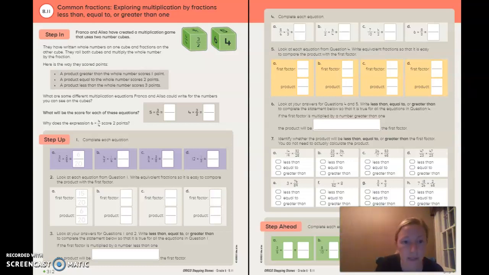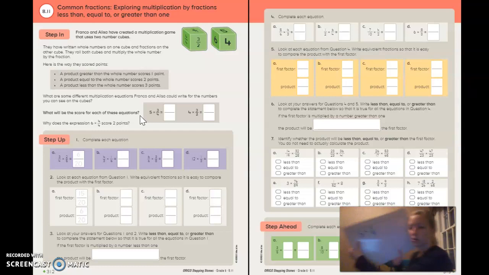Okay, so we'll go ahead and start with this question right here. What will be the score for each of these equations? So let's just do them together. I'm going to start with this equation right here. You've got 5 multiplied by 3/4.